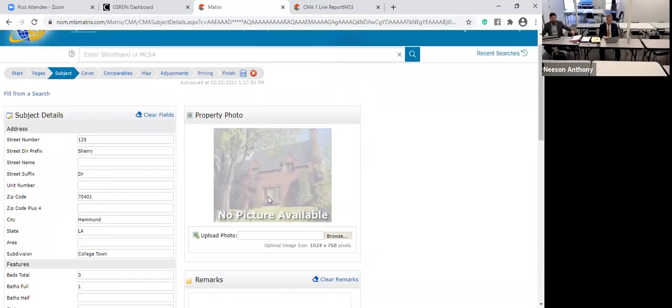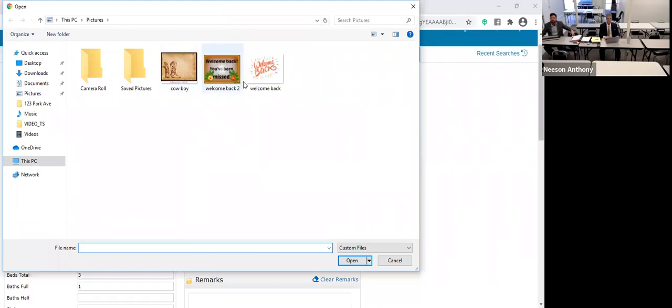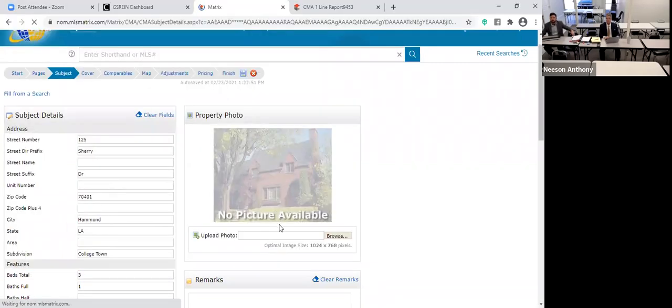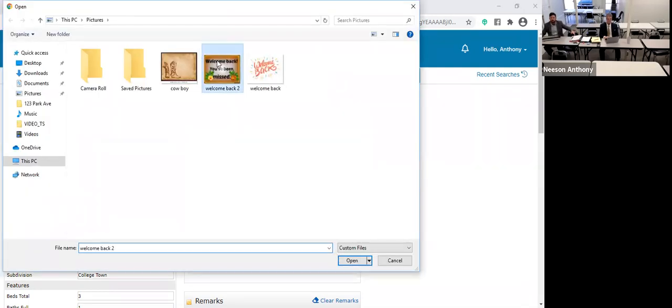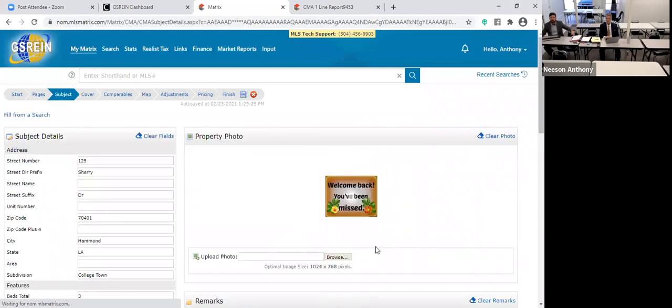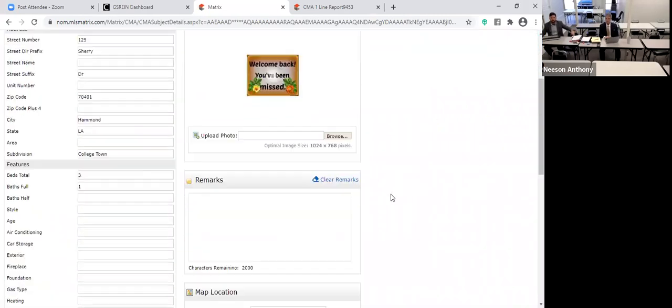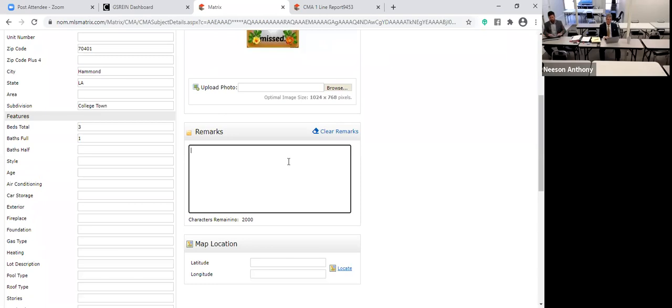If I wanted to upload the photo, let's see what happens if I try to browse here. We're gonna use this one. There's my photo. There's the picture of my house, right? That's just what happened to be on my computer, right? So that's what I'm gonna use, right? If I wanted to use this one, boom. All right, so there's gonna be my cover photo. Here can be my remarks, right?